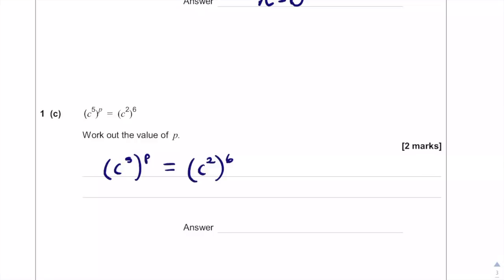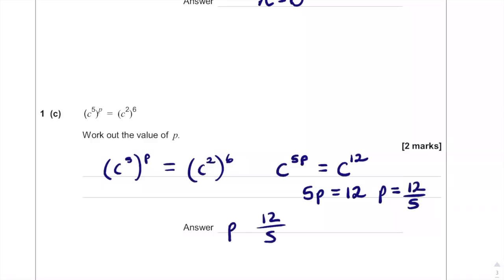So for the left-hand side of the equation, we're going to get c to the power of 5p, and that's going to be equal to c to the power of 2 times 6, which is 12. Well, now this is basically an equation which just says that 5p is equal to 12, so p must be equal to 12 over 5. So our answer is p equals 12 over 5.